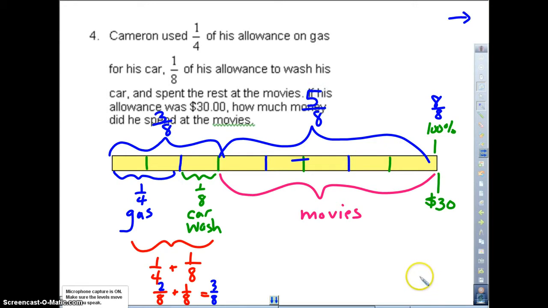Think you guys can figure this out now? Yeah, you sure can. I know you can do it with the model. That's easy to do. Or you can do it this way: 5/8 of, there's my of, $30. Okay? Do it either way. And your answer is going to be in dollars.